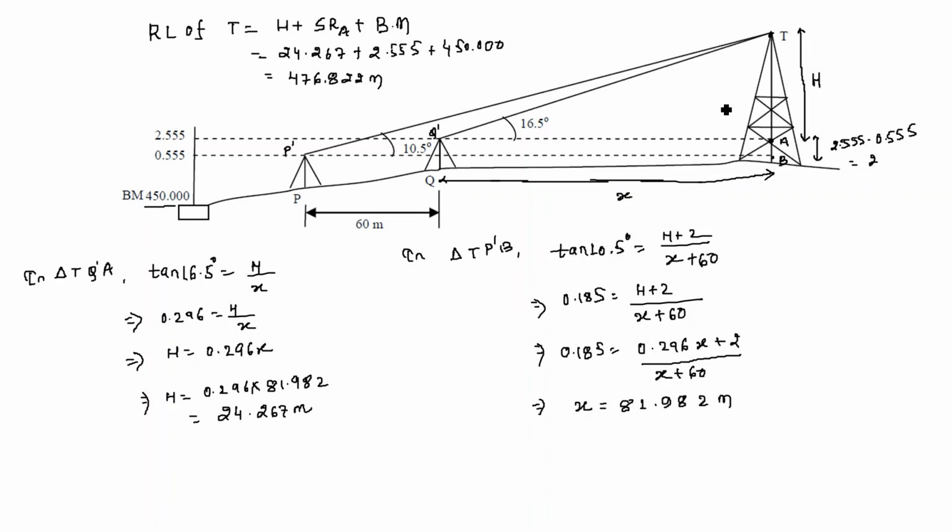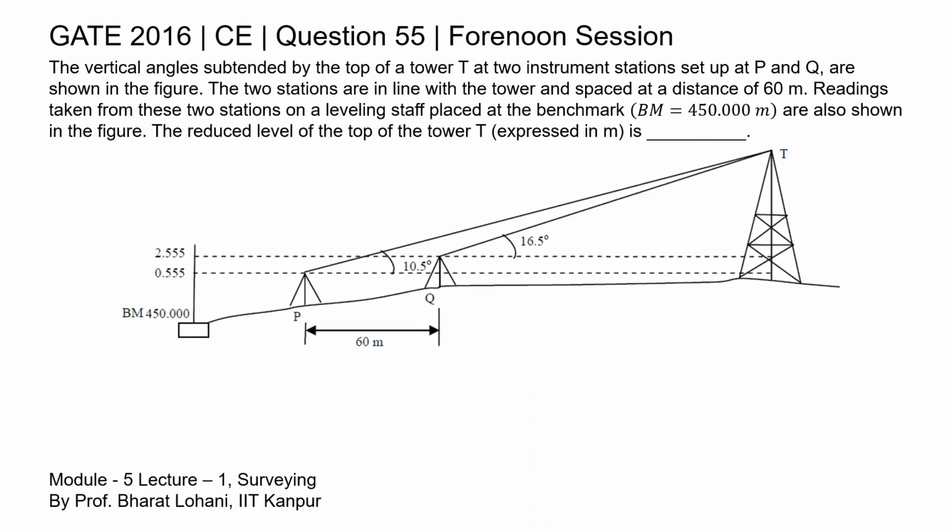So, we got the reduced level of the top of the tower, which is designated here as T, as 476.822 meter. So, we can write here the reduced level of the top of the tower T is 476.822 meter. So, 476.822 is the correct answer of this question. Thank you.